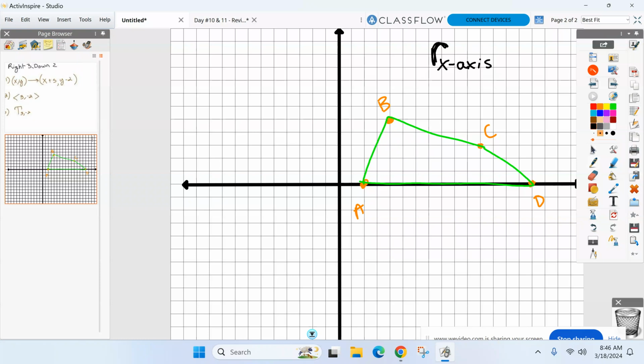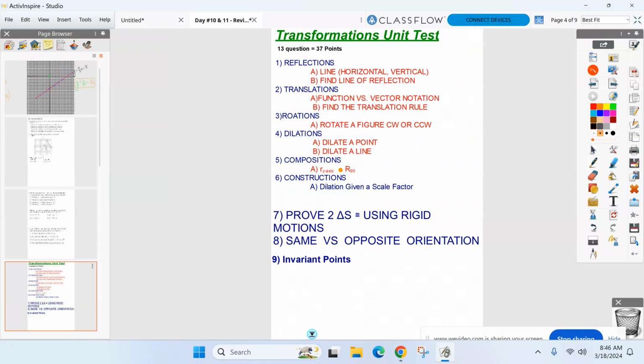Versus what if I reflected over the y-axis? Would any points remain invariant then? No, they're all going to move. So invariant points are points that do not move after I perform the transformation. Good? Anything else here? Keep going. You guys are doing nice. A lot more questions than I thought, which is great.